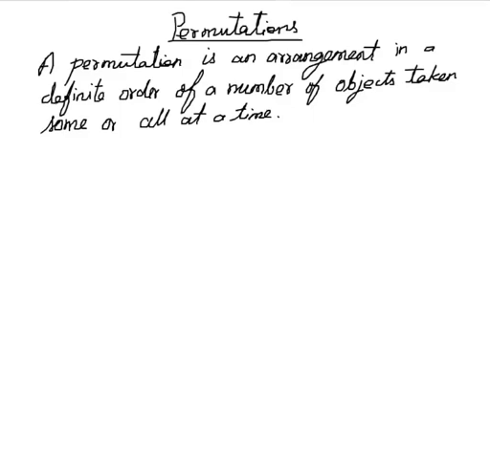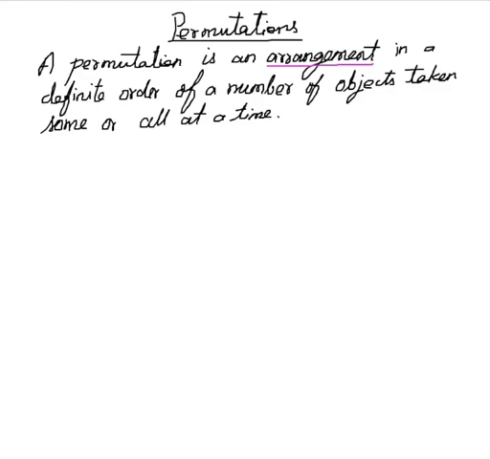Let us learn permutations. The definition of permutation is: a permutation is an arrangement in a definite order of a number of objects taken some or all at a time. So basically, permutation means arrangement of the selected objects.